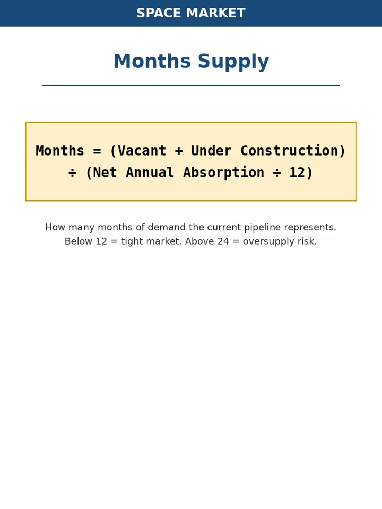Month supply. The formula is vacant space plus space under construction divided by the net annual absorption rate divided by 12. This tells you how many months of demand the current vacancy and pipeline represent. Below 12 months means a tight market with rising rents. Above 24 means oversupply risk and concessions ahead.